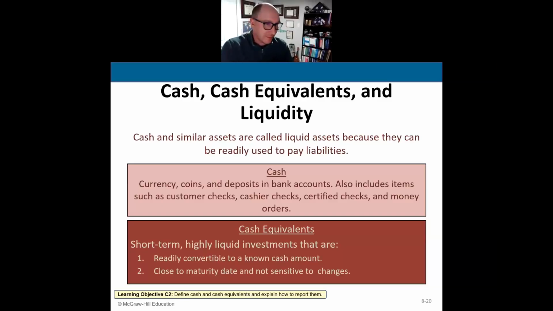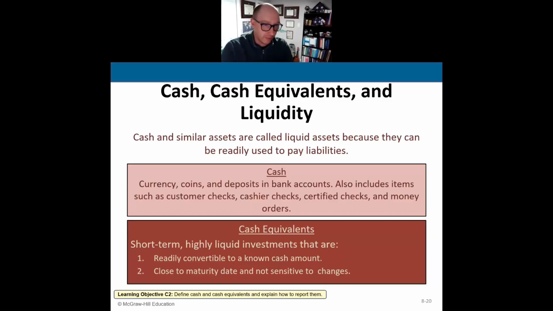Cash, as the name implies, is things like currency, coins, deposits into bank accounts. That's cash. Cash also includes items such as checks, cashier's checks, certified checks, and money orders. All of those things are considered cash. Checks are the same as cash. Money order, same as cash. See?